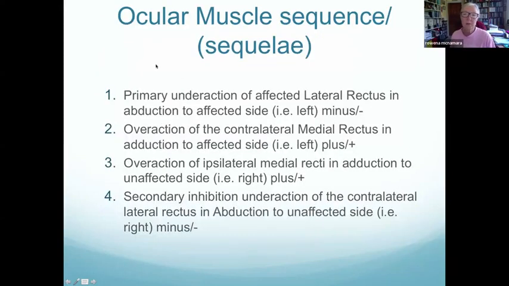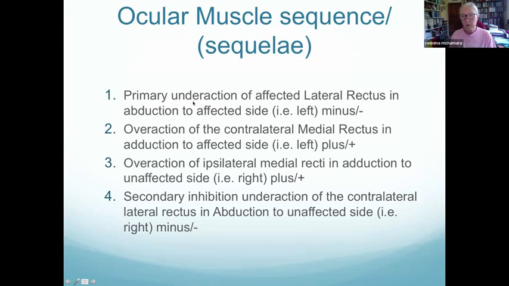So I want to talk a little bit about the sequence of events which happen after you've suddenly got this acquired palsy. And it's a sequence that we consider to be in 4 stages. If the palsy only occurs recently and it goes away within 3 months, as I have illustrated in my patient, you often only see the first 2 stages of the sequence.